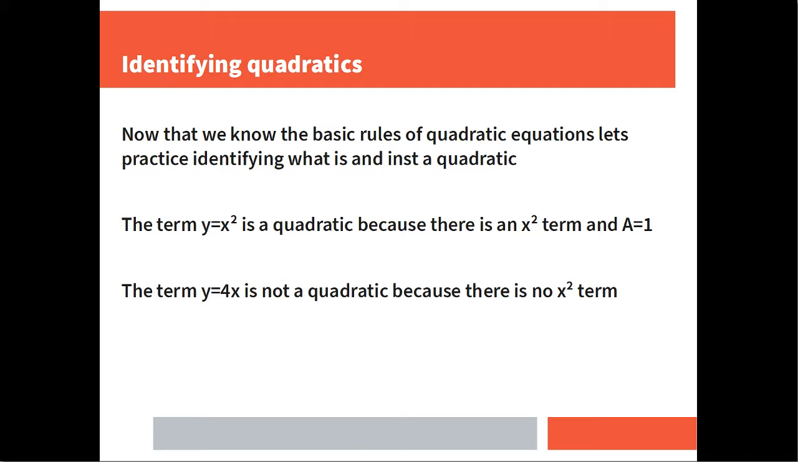The term y equals 4x is not a quadratic because there's no x squared term. This is because a equals 0, which is, again, our biggest rule we have to look out for.